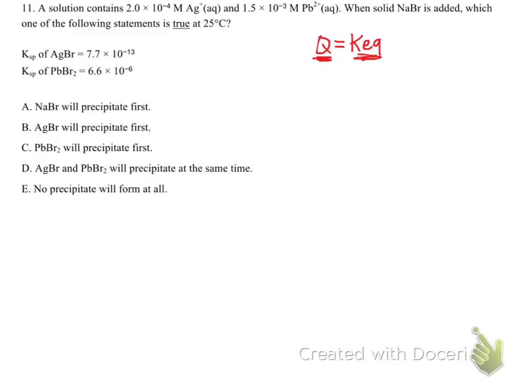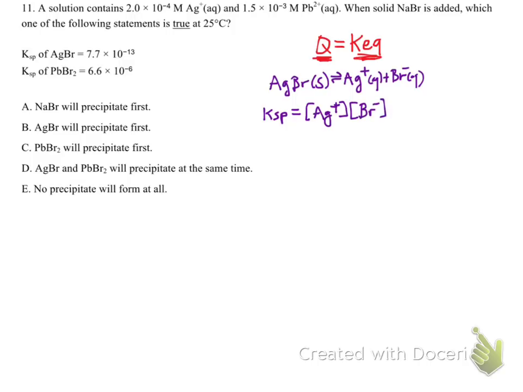So to do that, I'm going to write out an equilibrium expression for both of these. So let's just write out the reaction, because it's always good to start with a reaction. For silver bromide, our reaction is AgBr, solid, dissociates into Ag plus, aqueous, and Br minus, aqueous. So Ksp of this reaction is just equal to the concentration of silver ion times the bromide ion.